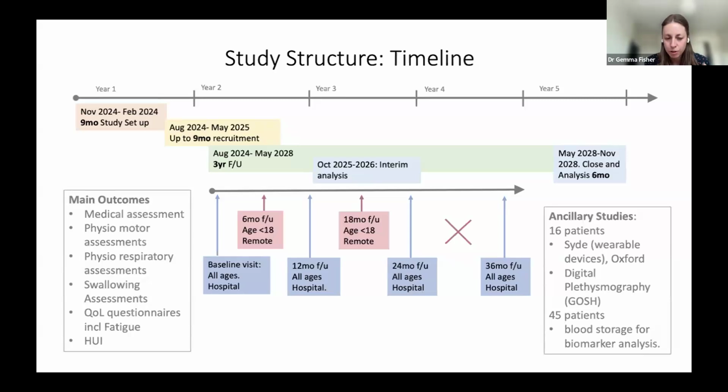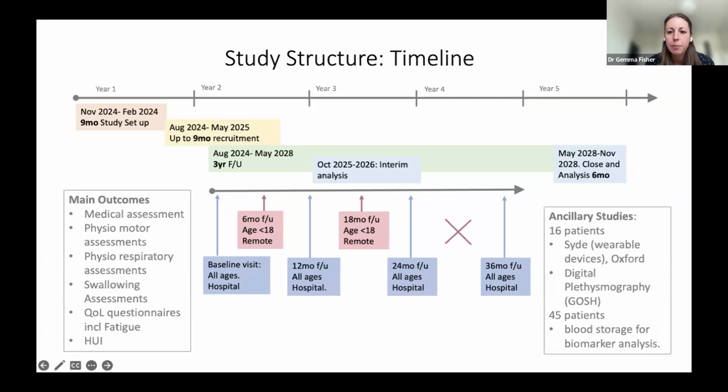And to try and, again, minimize the burden on people, we have a physiotherapist who's going to travel and see patients in their homes, to minimize the burden in that way. If they have a hospital appointment, we may do it then. It just depends on whatever is easiest for the patient involved. At those visits, it will require their usual medical assessment. There's quite a lot of overlap with what would be done as part of standard of care. And they'll have some physiotherapy motor assessments, some breathing assessments, some swallowing assessments in the form of questionnaires, some other questionnaires.